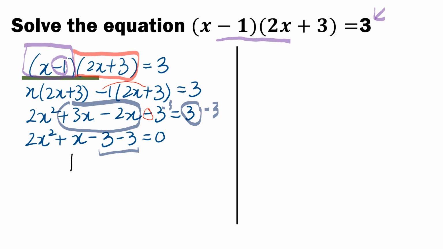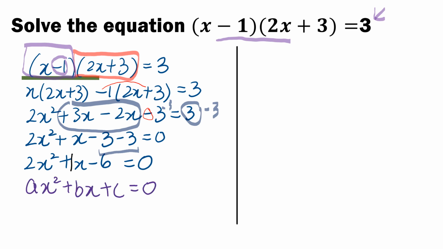Okay, then simplify further. Right, this is what I get. Okay, why do I put a 1 in front of the x? Because I need to write down the coefficients of x, the number in front of x. This is just to remind you. x means 1x. So when you compare it with ax squared plus bx plus c equals 0, you know your a is 2, your b is 1, your c is negative 6. Alright, so that is the purpose of me putting a 1 in front of the x.